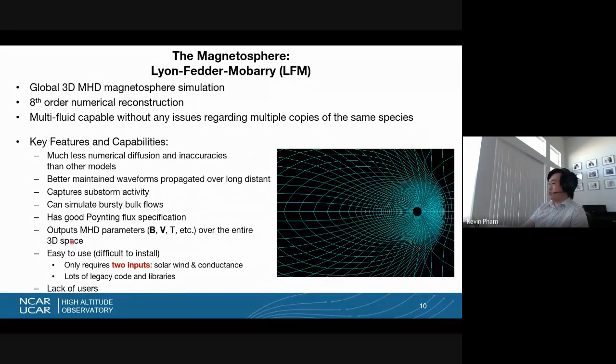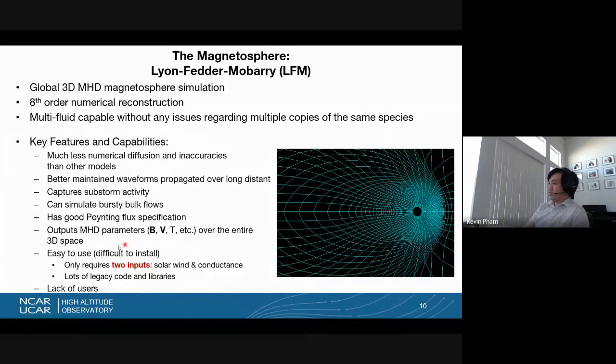And then the output for the model is all of the MHD parameters, like magnetic field vector, velocity vector, and temperature over the entire three-dimensional space. It's really easy to use, very difficult to install. So we have a huge lack of users for LFM. And it's pretty simple. You only need two inputs. You need a solar wind input, and then you need a conductance.